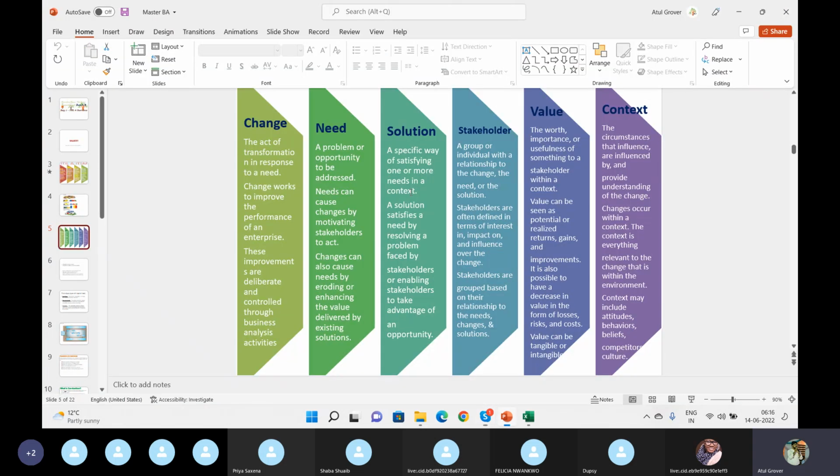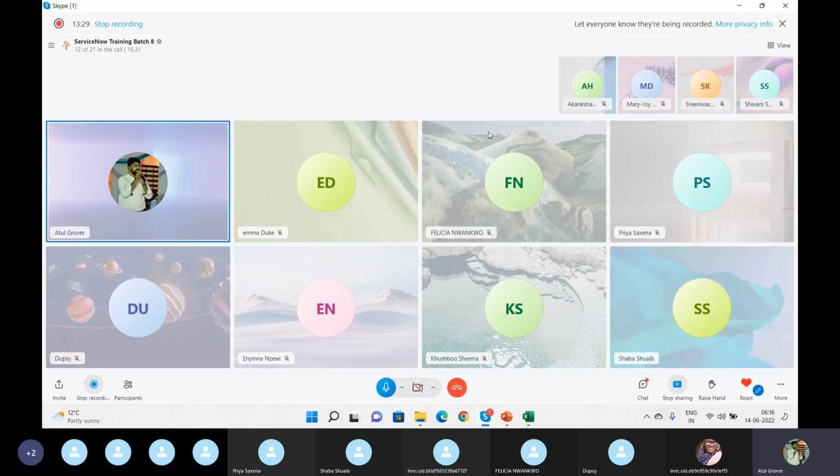So the solution is a specific way to satisfy one or more needs. Then the stakeholder: a group or individual with a relationship to the change. Now, for this part, I personally say that all your family members, your spouse, your kids, your son, your daughter are stakeholders because you are spending your time in this training today. And those are the indirect stakeholders which are getting impacted.